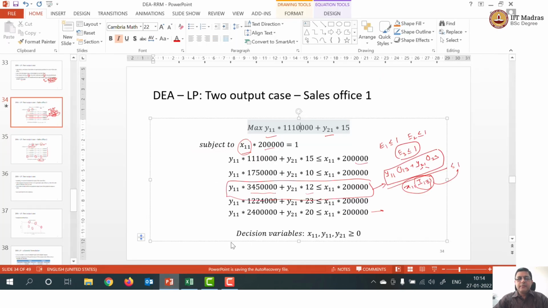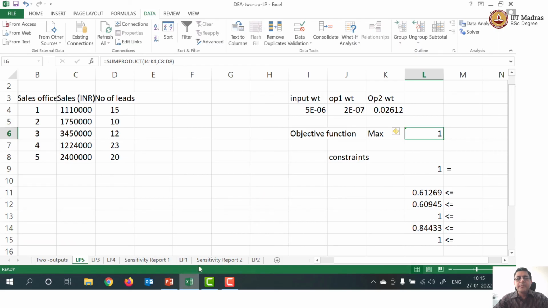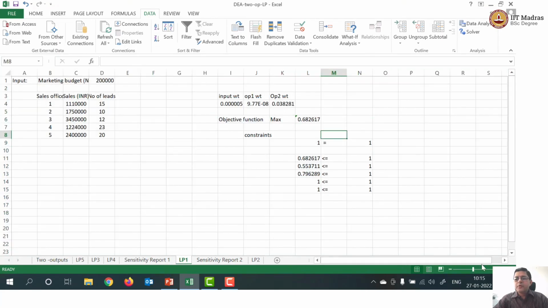So far, are we matching? Yes, correct. So 3, 4 and 5, they have all reported an efficiency of 1, and therefore they are on the efficiency frontier. 1 and 2, they don't seem to be on the efficiency frontier. So let us check their LPs, linear programming outputs.